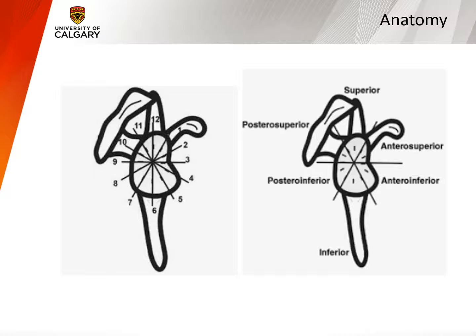For descriptive purposes, labral position is localized by superimposing the face of a clock onto the surface of the glenoid. By convention, 3 o'clock is anterior, 9 o'clock is posterior, 12 o'clock is superior, and 6 o'clock is inferior. Alternatively, you can divide the labrum into 6 segments: superior, anterior superior, anterior inferior, inferior, posterior inferior, and posterior superior.